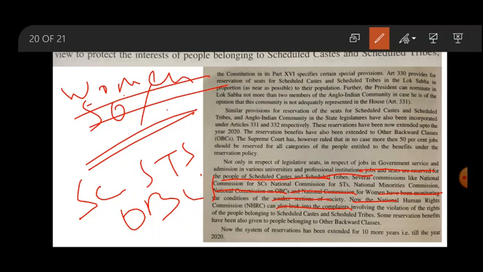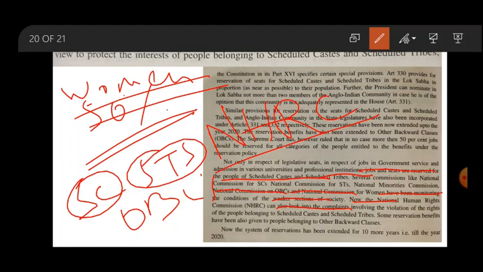Now the National Human Rights Commission, NHRC, can also look into complaints involving the violation of rights of people belonging to Scheduled Castes and Scheduled Tribes. Not only the commissions for SCs or STs, but even the National Human Rights Commission can look into the matter. Any kind of violation made against these weaker sections of society can be complained about to the National Human Rights Commission.